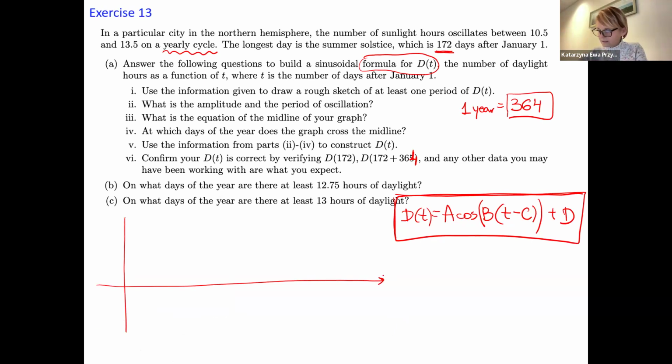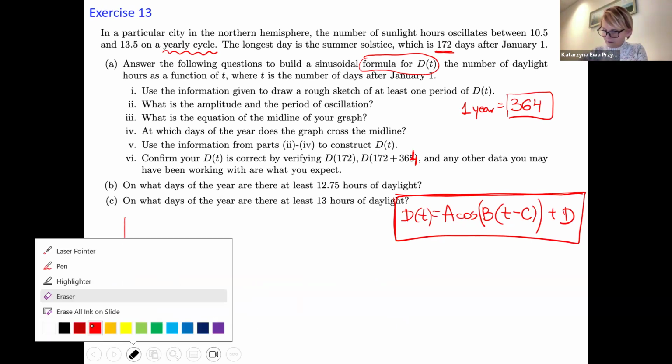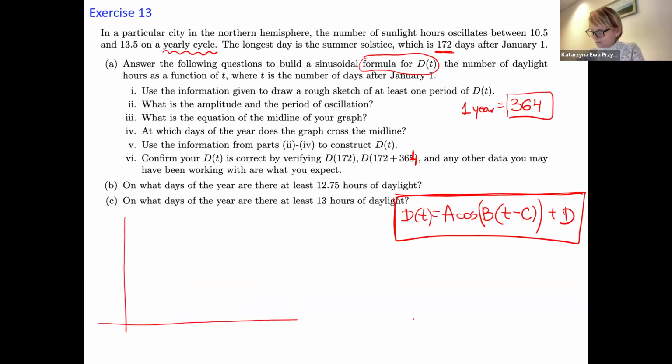This was good, because nothing will be negative. I'm just trying to plan. Okay, that means this is hours, the number of hours, and this is days. January 1st is the beginning.